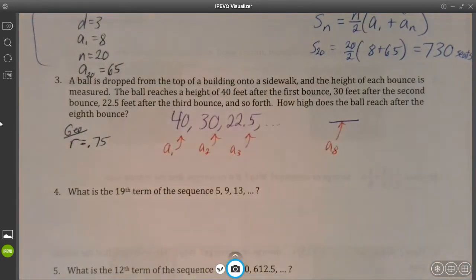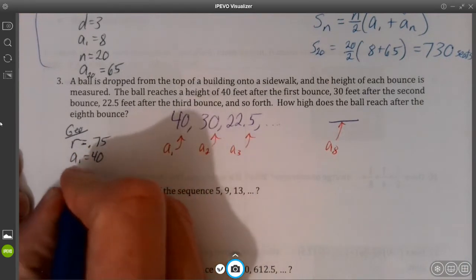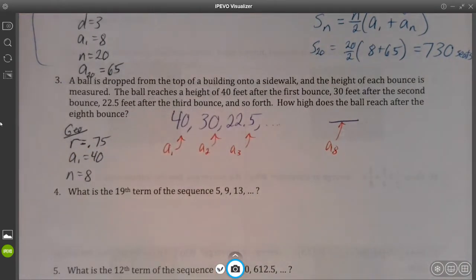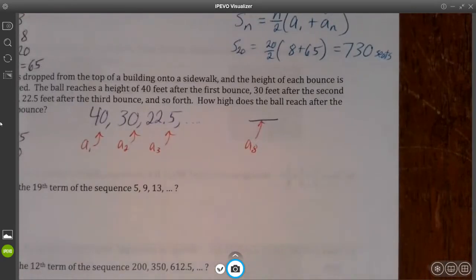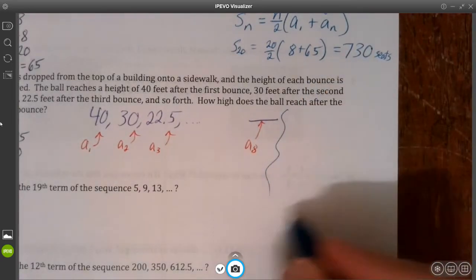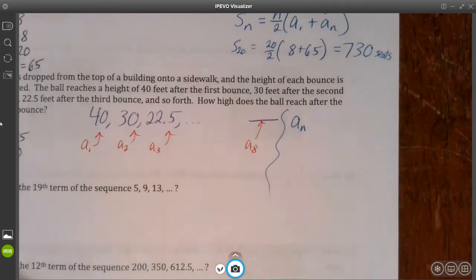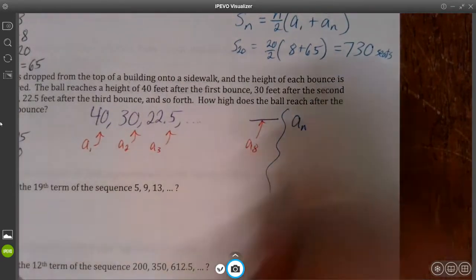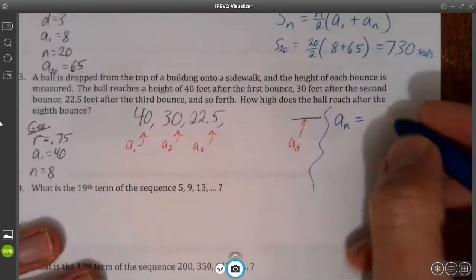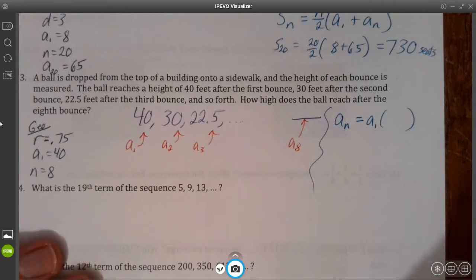But let's get the formula. First term is 40, and they're asking for the 8th term, the 8th bounce, how high the ball reaches after the 8th bounce. So here is my formula. We'll write this one in blue, just like I did on that last one. That's just a squiggle to separate my work, just so you know. My nth term in a geometric sequence is like this. I need my first term for sure. And then I multiply by the same thing every time. I multiply by whatever my common ratio is.